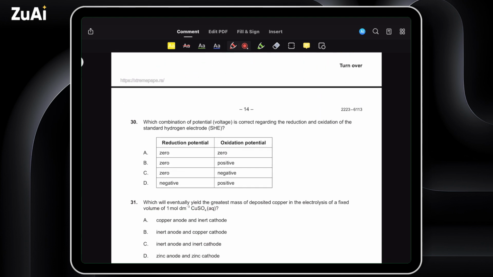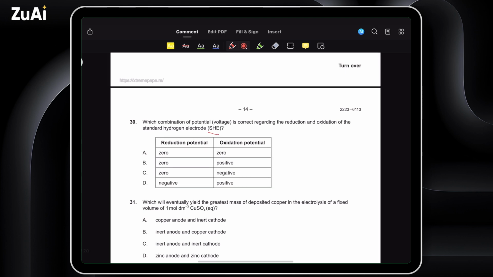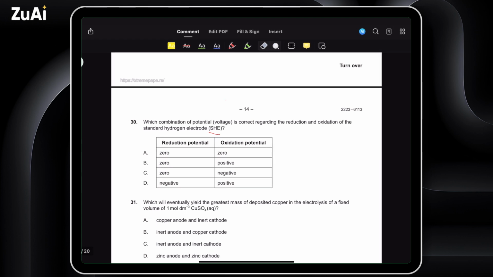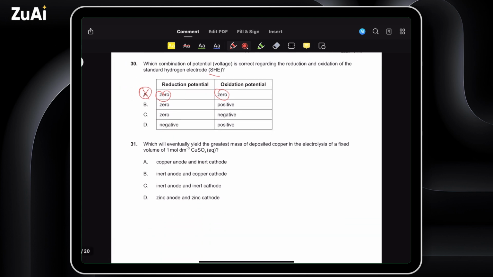What combination of the voltage is correct regarding the reduction and oxidation of standard hydrogen? So always remember, for the standard hydrogen equation, 2H plus aqueous plus 2 electrons gives H2, and its E potential is 0.0 volt. So oxidation and reduction both are 0. So this is the answer.